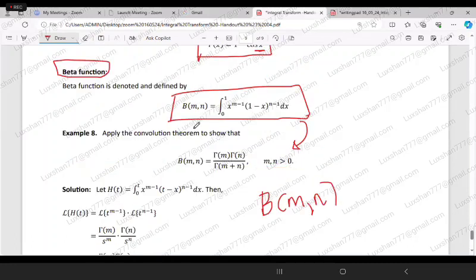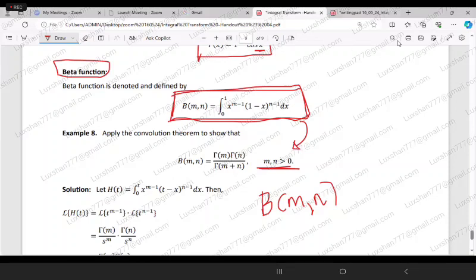These are positive real numbers. Then the beta function is defined this way: the integral from 0 to 1 of x to the power m minus 1 into 1 minus x to the power n minus 1. So this is the definition of the beta function, and this will normally be given. Using this definition and the convolution theorem, you should be able to show this. Let's try to show this one and finish the class.